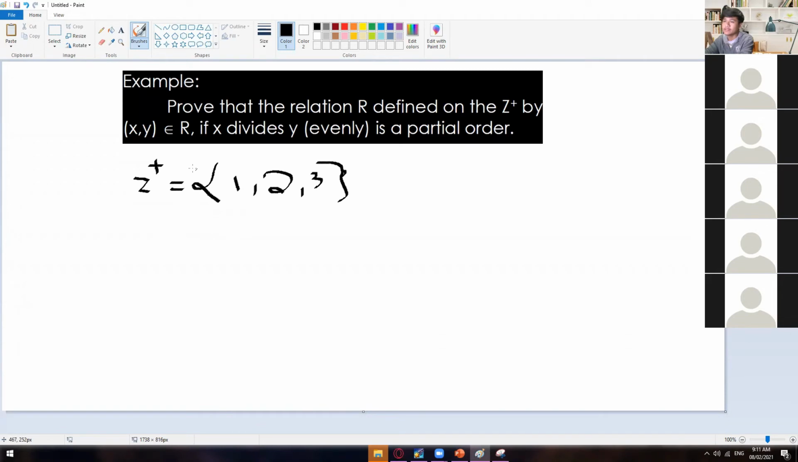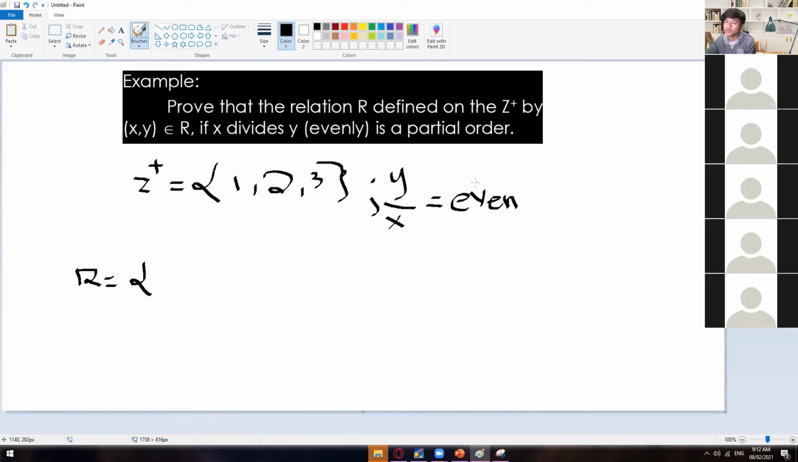And then here's our second condition. We have here x divides y. Again, this one is y divided by x, wherein you should get an even result, or in other words, you should not have a remainder. Okay. All right. So let's check what are the relations under this condition.